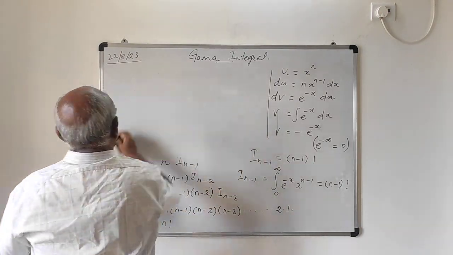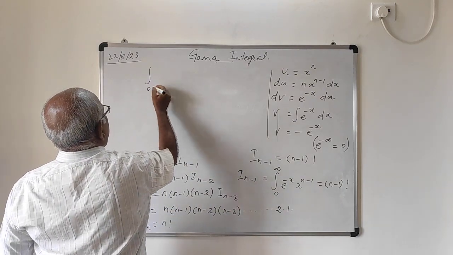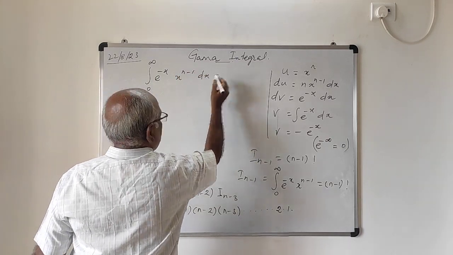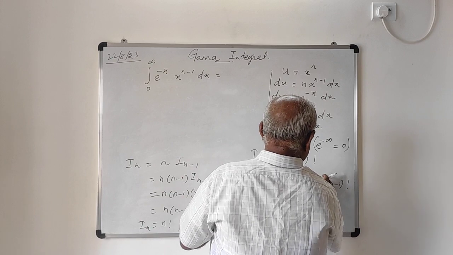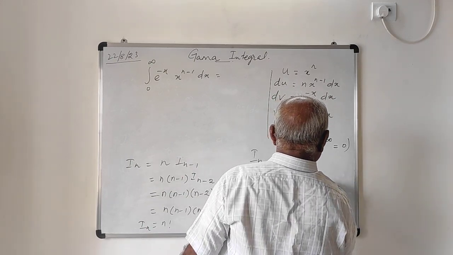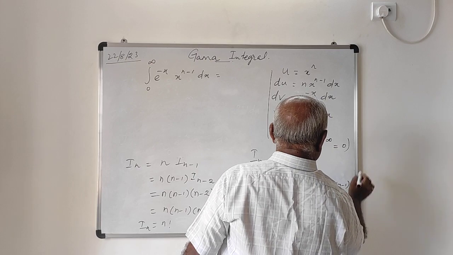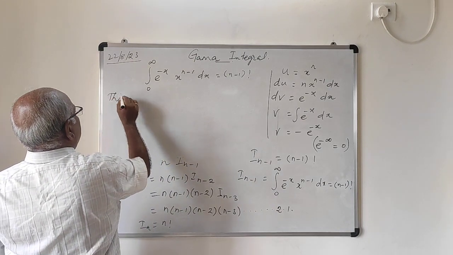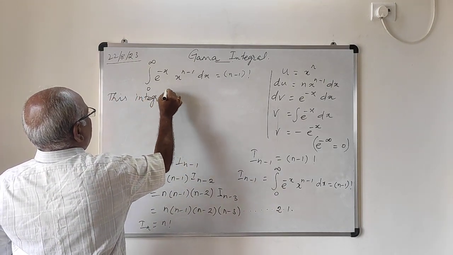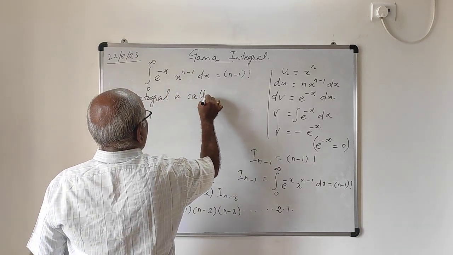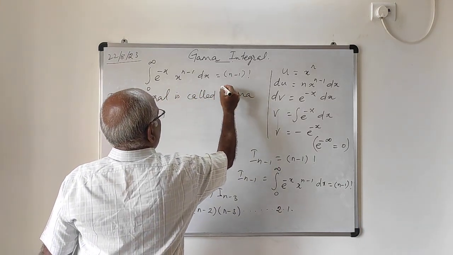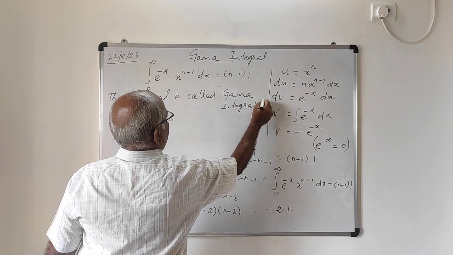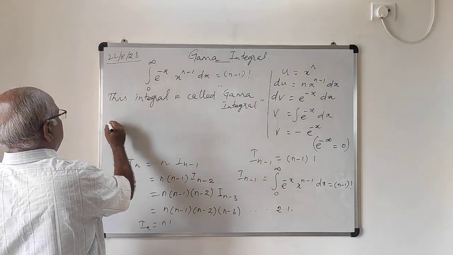In particular, the integral 0 to infinity e power minus x into x power n minus 1 dx is equal to n minus 1 factorial. This integral is called the Gamma integral.